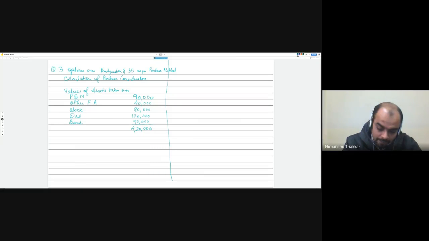From this, whatever liability you are taking over, creditors 20,000. So that's it. You get the purchase consideration, purchase consideration 4 lakh. Any doubt in calculation of purchase consideration? Anyone? Is anyone who has not understood calculation of purchase consideration?